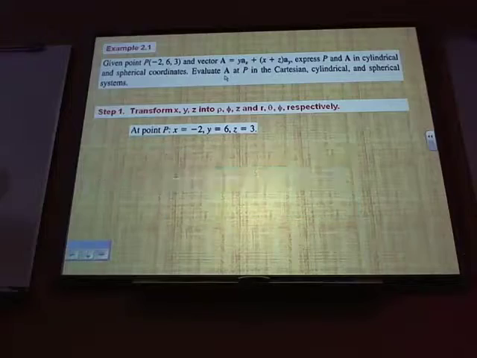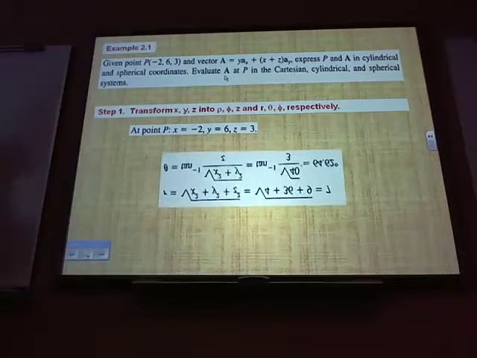So there's my cylindrical transformation. That's the first step you did. The second thing you're going to do is go into spherical coordinates now.